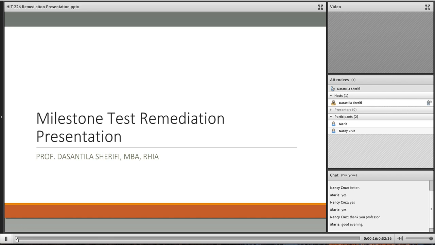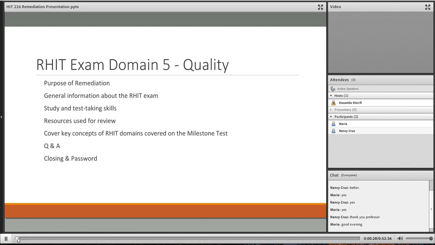So this session, in addition to being the remediation session, will also serve as a review for the final exam because the topics are similar. So what is the focus of this review? It is domain 5 in the RHIT exam, which is called quality.